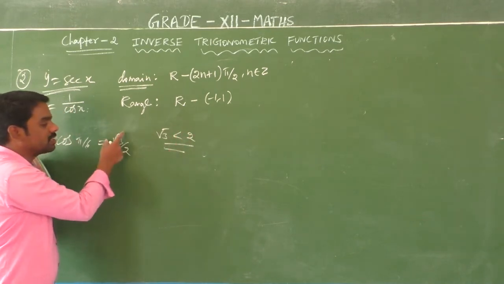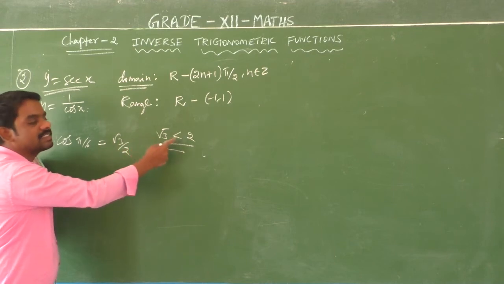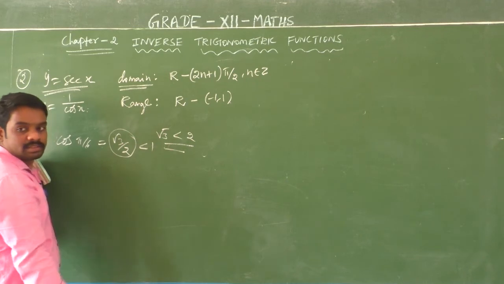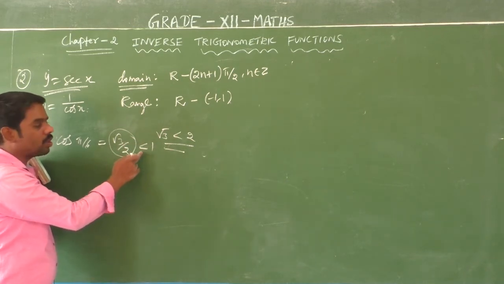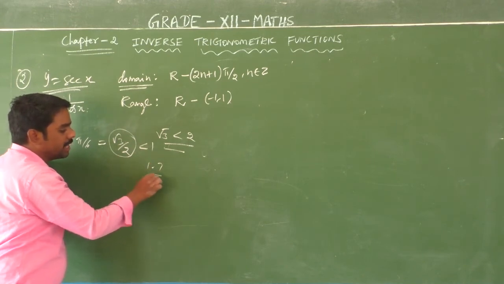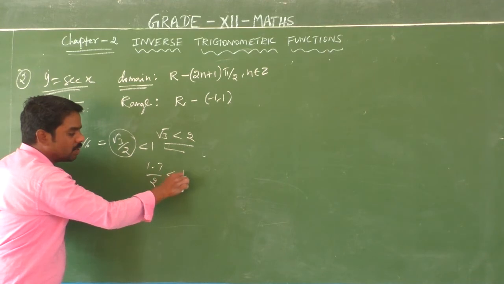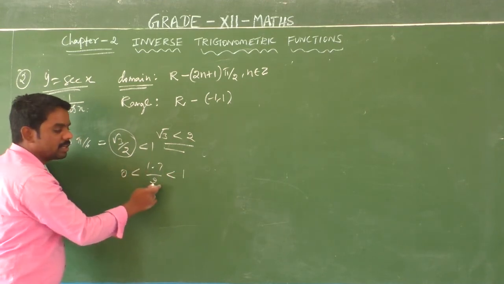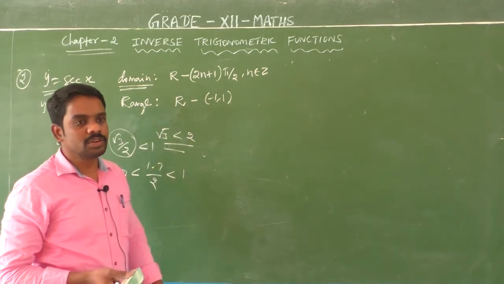Here root 3 is the smallest value and root 2 is the biggest value compared to root 3. So root 3 is less than 2, so this value is less than 1. Root 3 by 2 is a less-than-1 value. So 1.7 divided by 2 is less than 1. That means 0 is less than 1.7 divided by 2, which is less than 1. So it is in between 0 and 1.